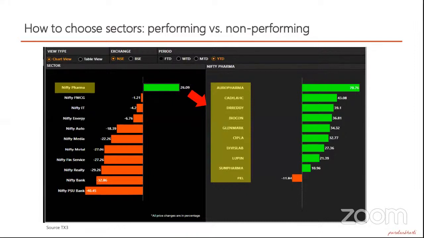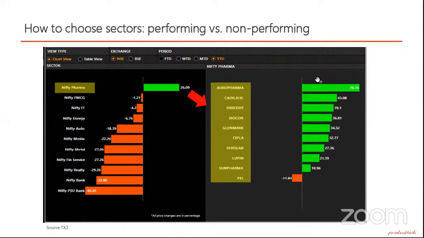All right, so let's come to Nifty Pharma. You see this is a 26% return that you're getting. I just clicked on Nifty Pharma, and if you see on the right-hand side, you have some of the top stocks in Nifty Pharma. You have Aurobindo Pharma, you have Cadila, you have Dr. Reddy's, you have Biocon, and these are the year-to-date returns that they have given. Year-to-date returns meaning starting January till date, till the last date, which was Friday, the last Friday.